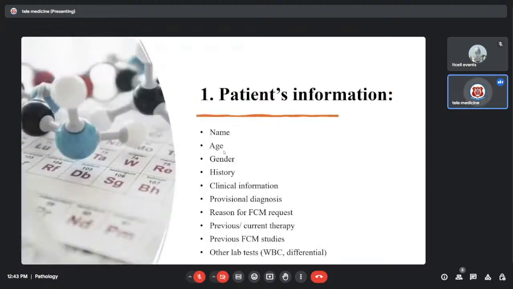Patient information will include your name, age, gender, history, clinical information, provisional diagnosis, reason for flow cytometry request. Okay. Previous or current therapy. This is very important. Like, you are running a CLPD, and the patient was on rituximab. Okay, because you don't have a history. We need a history. Also any previous flow cytometry study done, or other lab tests like CBC.